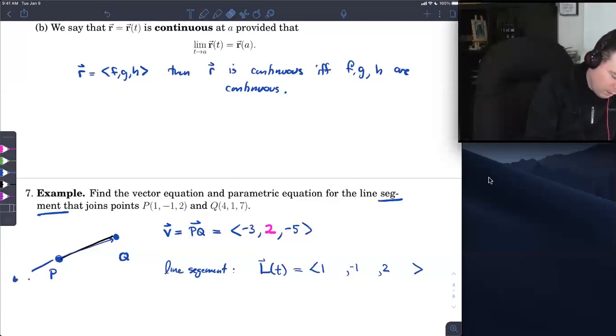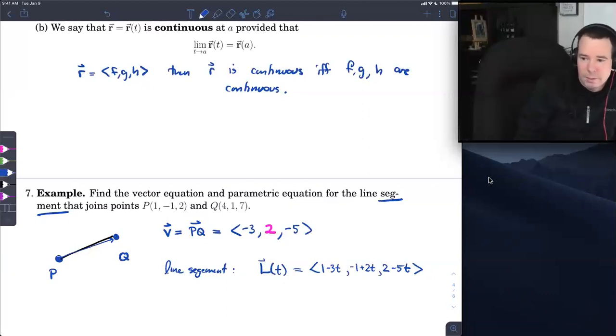So what are the values of my parameter that I want? Well, I want to take t times this vector that points in the direction of the line. So that's negative 5t. So that actually gives me the whole line.